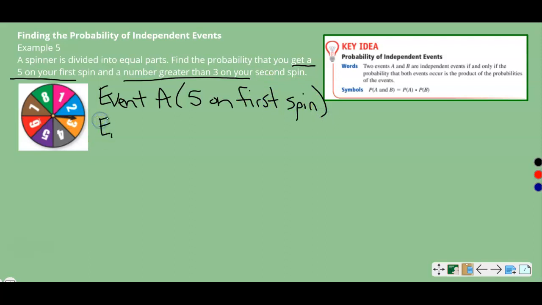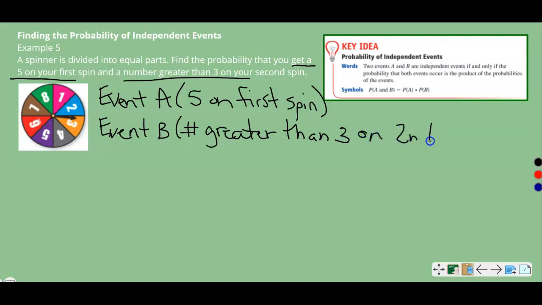And event B is going to be a number greater than 3 on second spin.